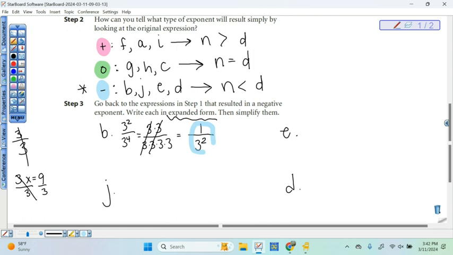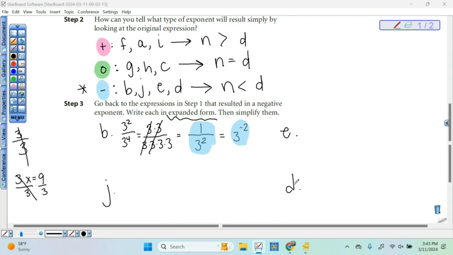What did we say our answer was in step 1 for letter D? 3 to the negative 2. So what we just discovered is that 3 to the negative 2 is the same thing as 1 over 3 squared. Let's look at another example.